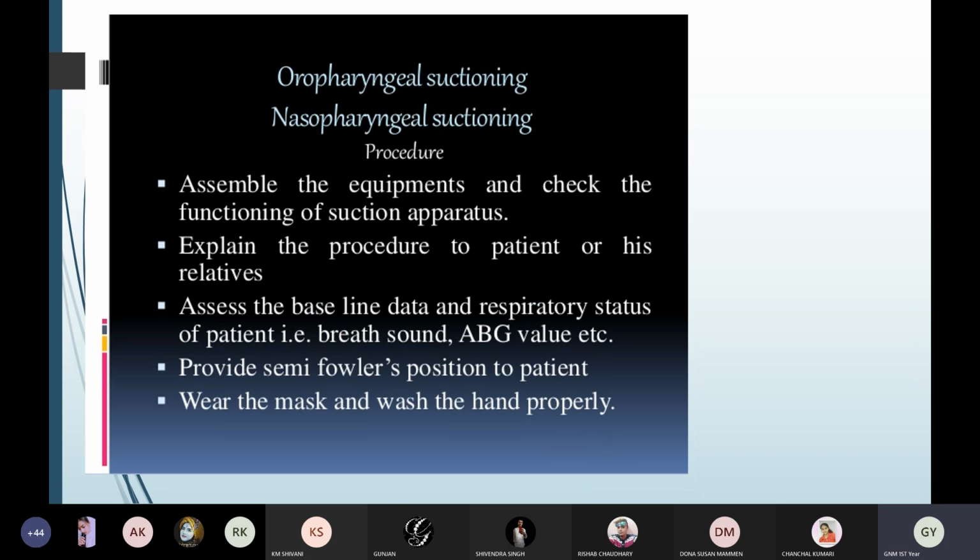Then coming to the procedure. The articles are the same, whatever articles are needed for endotracheal suctioning are the same for oropharyngeal and nasopharyngeal suctioning. So I will not repeat, and I will come directly to the procedure. First, assemble all the equipment and check the functioning of the suction apparatus. We have to check the suction machine, whether it is working or not, whether we are using the mechanical suction machine or the wall suction machine. We have to check both of them.